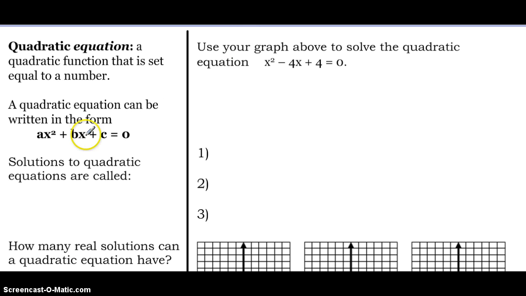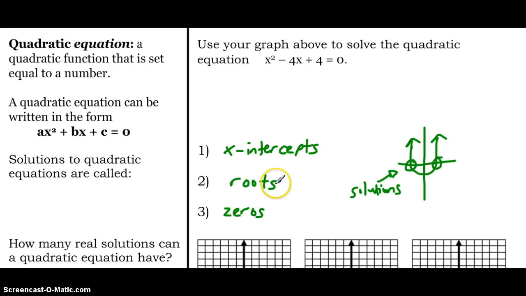Okay, the last part of the video is I want you to skip to the third page and the bottom section of the third page and make sure you understand that the quadratic equation is a quadratic function that's set equal to a number. So we can solve our quadratic equations by setting equal to 0, and we always want to do that when we're going to solve. We set it equal to 0, and solutions to the quadratic equations are x-intercepts, roots, or zeros. So these are your solutions.